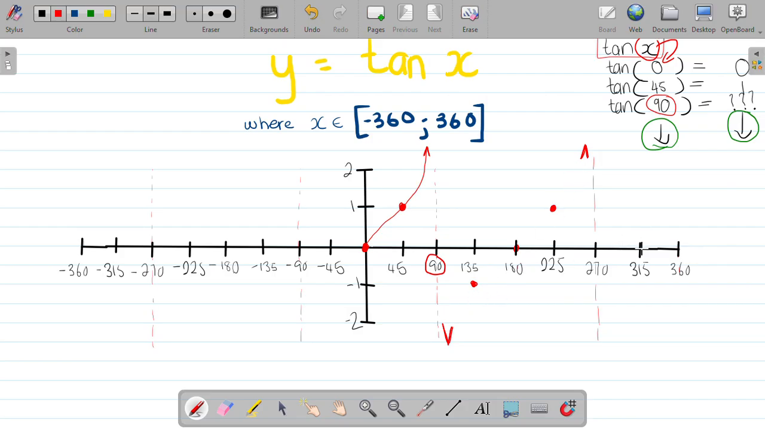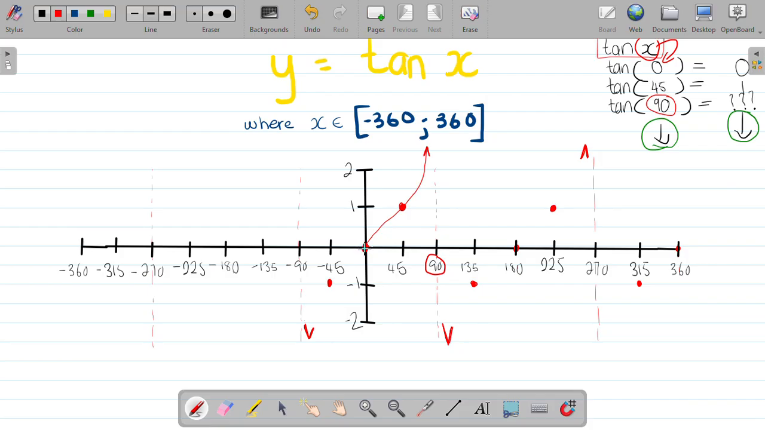And then from 315, we are going to get, I'm doing this in real time, so I just wanted to put in the calculator. We're going to get -1, and then 360 is 0. Okay, let's move on to the other side, and then we can join all the dots. So -45, I'll get -1, and then because it's -90, it will never touch. When you put in your calculator, you'll see you get a mathematical error. So we're just gonna put an arrow like that.